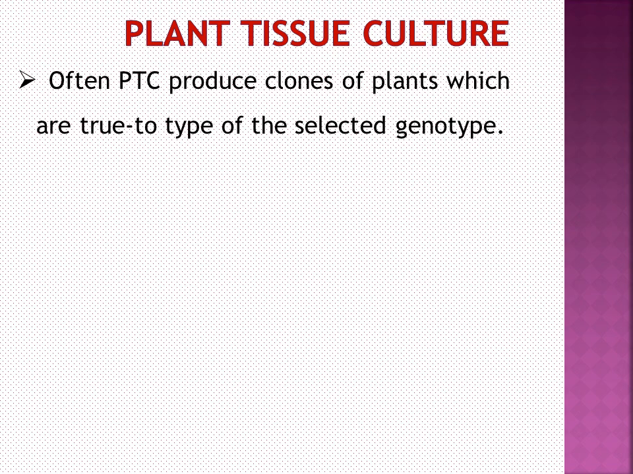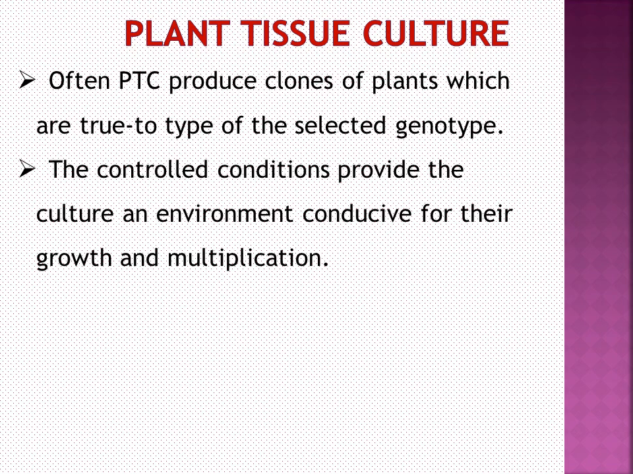Plant tissue culture often produces clones of plants which are true to type of the selected genotype. So in plant tissue culture, when you start with an explant, the seedlings that arise from that are all clones. They are all identical to each other, and all true to type of the selected starting material.